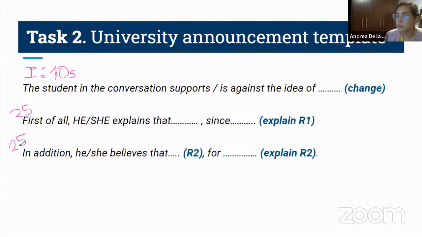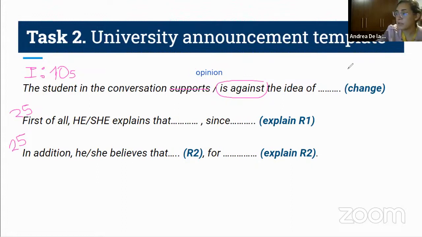In your introduction, what you guys need to do is basically tell me two things. The first thing that you're going to do, and this is exactly what the question asked you to do, you will tell me the student's opinion. Okay, that's the first thing. You're going to state the student's opinion. How do you do that? You can say something like this: the student in the conversation supports or is against the idea of. So this is according to whether the student is against or in favor, right? Remember, in this case, the student is against. So you would say the student in the conversation is against the idea of, right? So that's the student's opinion.